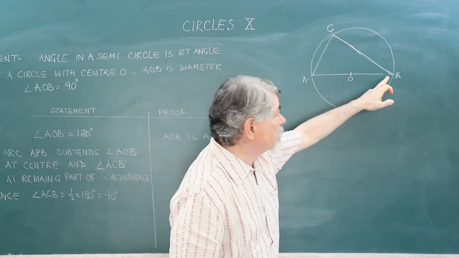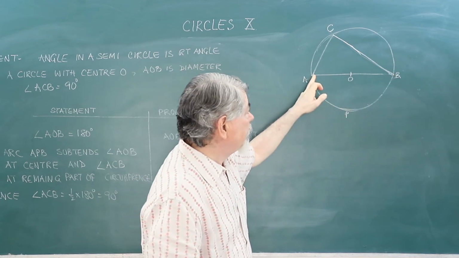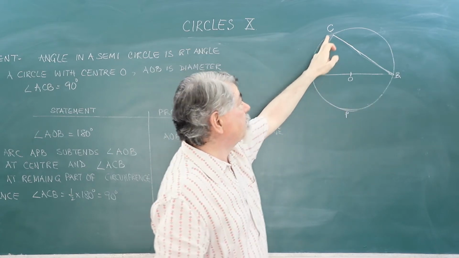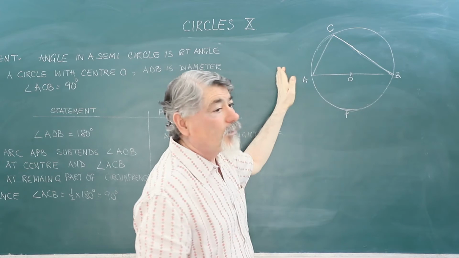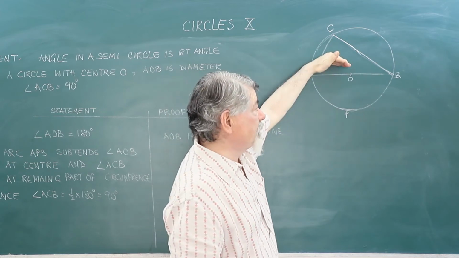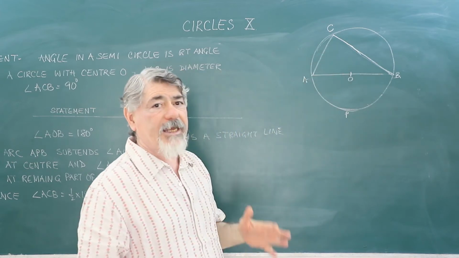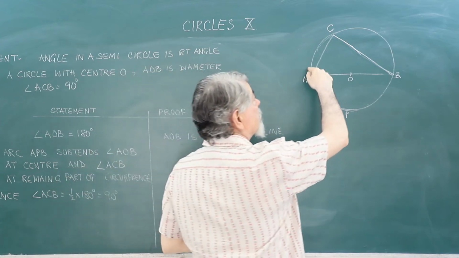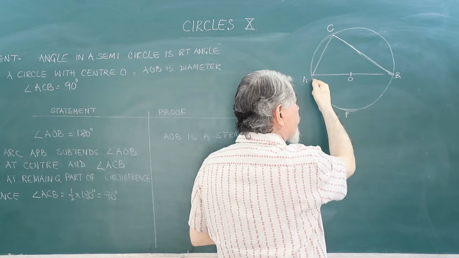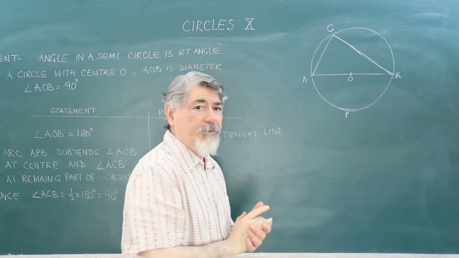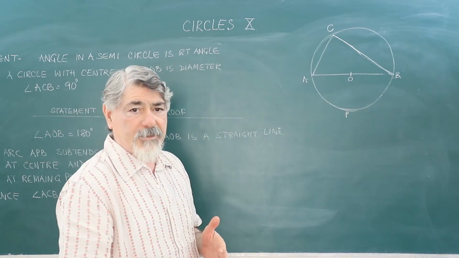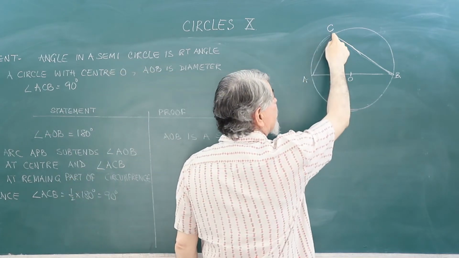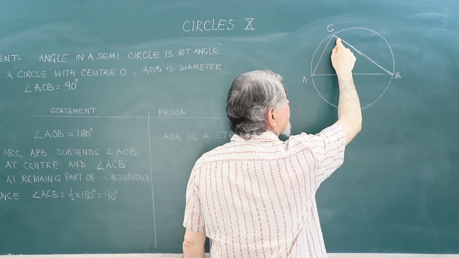So this segment APB is a semicircle. ACB is also a semicircle. What we have to prove is that the angle in a semicircle is a right angle. I have picked up this semicircle, the top one. You can pick up the lower one also, there is no problem. The angle will be a right angle only. What we have to prove is that angle ACB is 90 degrees.